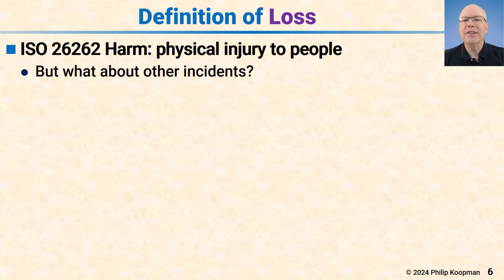The first term is the definition of loss. ISO 26262 uses the term harm rather than loss and limits it to physical injury to people, including fatalities. But what about other incidents? There are other aspects of safety that matter beyond just injuring or killing people.